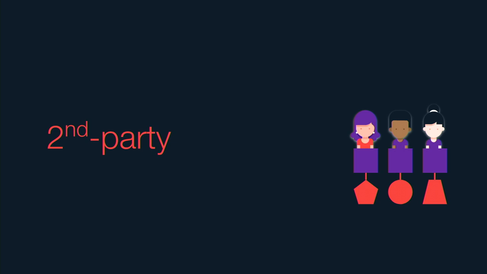What's second party? So second party is code that your organization owns, but you do not operate or maintain. So it can be a shared library. It can be an API, right? This is as opposed to third party, code that your organization does not own and maintain, and as opposed to first party, code that you actually maintain.